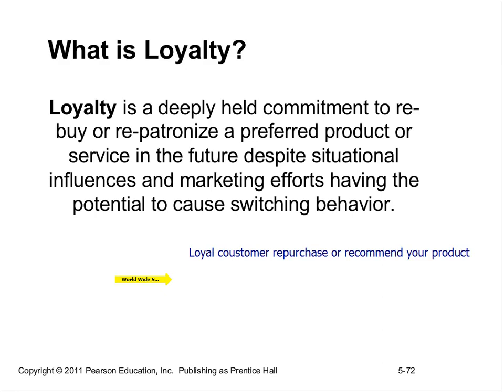Oh, sorry, this one, problem with font. Okay, because repurchases or recommends your product. Sorry, because I have a problem with typing some letters here. The software doesn't allow it.